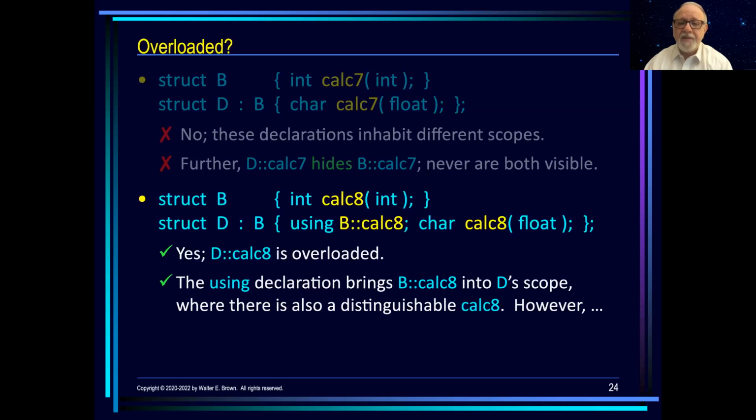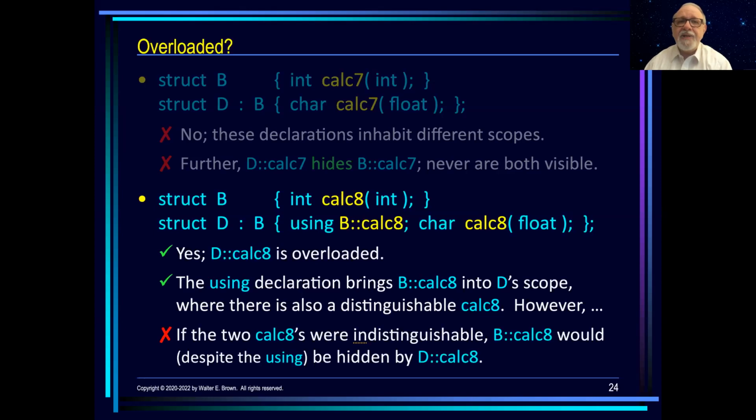But if I were to change that declaration slightly so that the declarations were indistinguishable, then the declaration from the base class would be hidden despite the using, and only the declaration from the derived class would be visible. So there's some subtleties here.